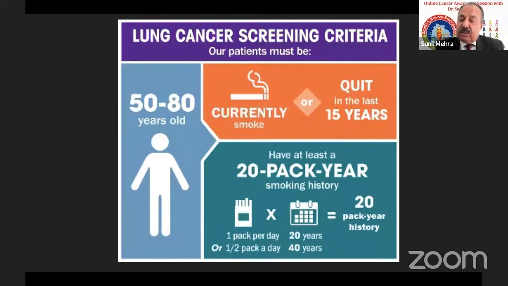If the person has smoked 20 pack years, is aged 50 to 80, and has stopped smoking within 15 years, there's a high incidence of lung cancer even after quitting. So the key is best not to start when you're young.